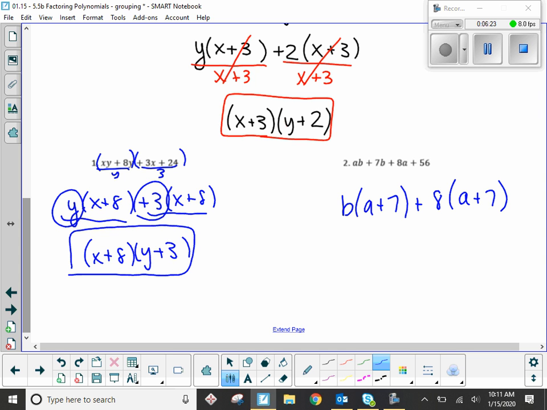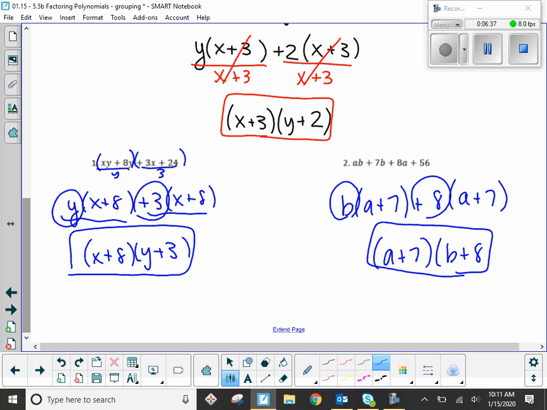8 times a plus 7 for the first group, 8 times a plus 7 for the second. And then they have a plus 7 in common with 8 and plus 8 as the leftovers. All right. Feel good with that? The only reason we have the problems on the back is because there's a little bit different thing that I need to point out to you on those problems.